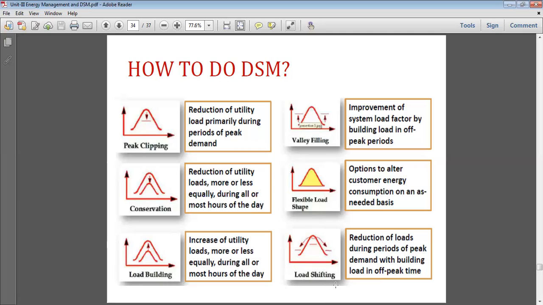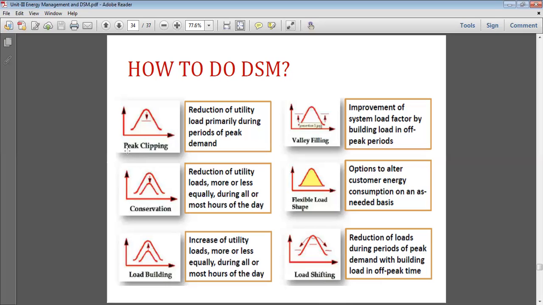Peak clipping is nothing but curtailing the load. We just switch off some of the feeders which are not necessary to run. It is necessary to run them for 3 or 4 hours, but it can be shifted. So what we are doing is shifting the load during the peak hours to the off-peak period, which is called load shifting.